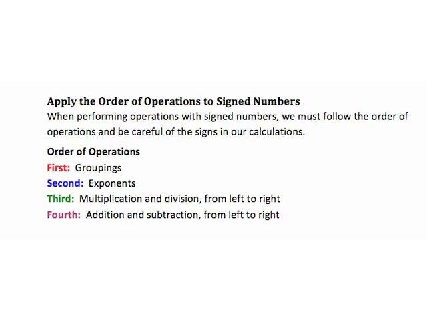When performing operations with signed numbers, we must follow the order of operations and be very careful of the signs in our calculations. Just as a review, the order of operations: first thing we do is groupings. Second, we look at exponents. Third, multiplication and division from left to right as they occur. And fourth, addition and subtraction from left to right as they occur.